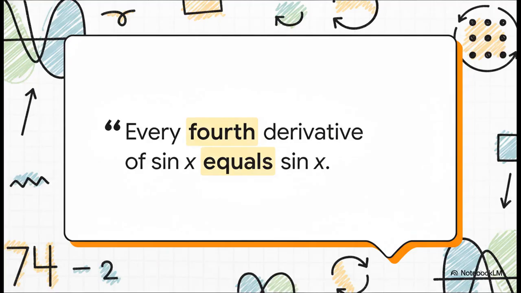This cycle means that every fourth derivative of sine is just sine again. It's an infinitely repeating pattern, and that predictability is incredibly powerful. If I asked you to find the 74th derivative, you wouldn't have to do it 74 times. You just figure out where 74 falls in that four-step cycle. In this case, it's the same as the second derivative, negative sine of x.